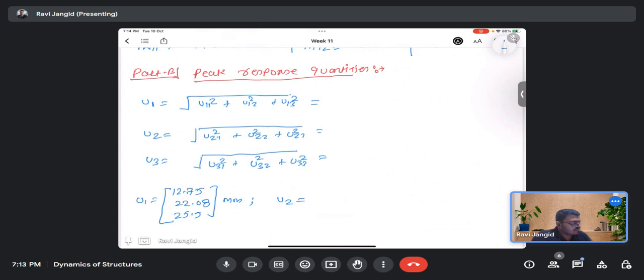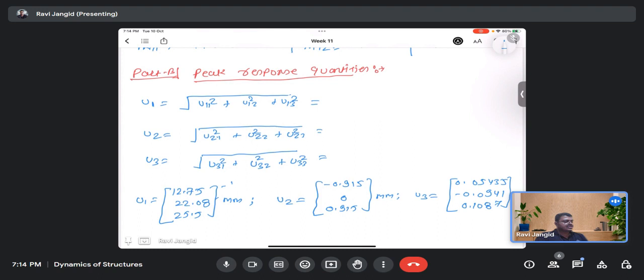For the second mode, it is 0.915. And for the third mode, those were 0.05435, 0.0941, and 0.1087 mm. So using those, find out the first, second, third. Can you give me the U1, U2, U3? Similarly, we need to find out the storey shear maximum, then the overturning.